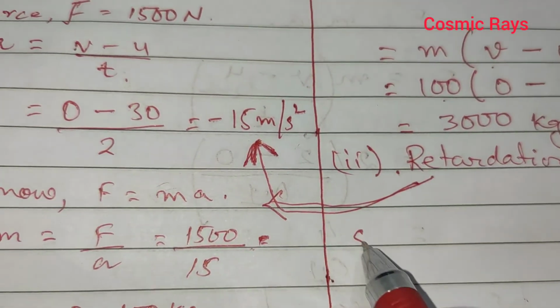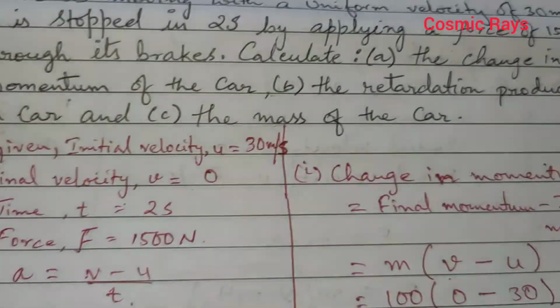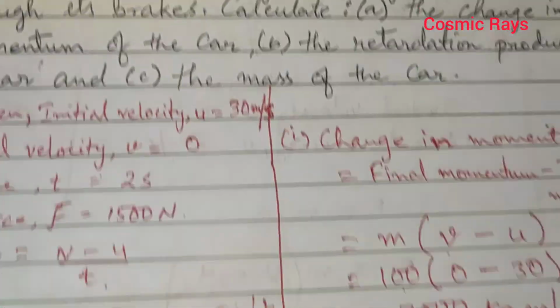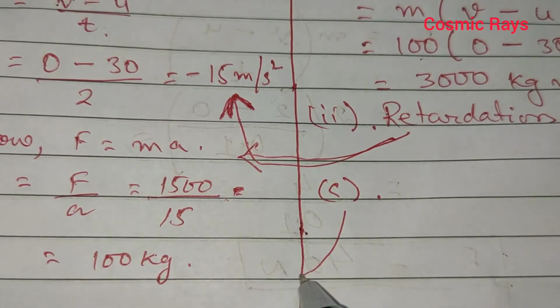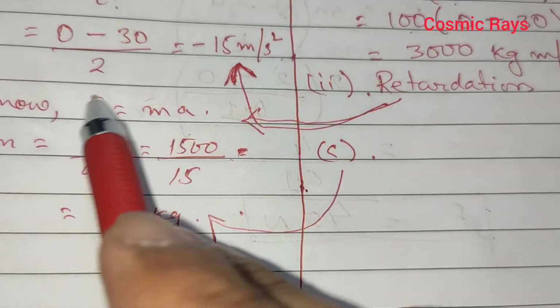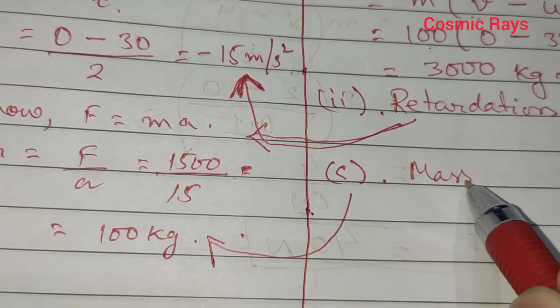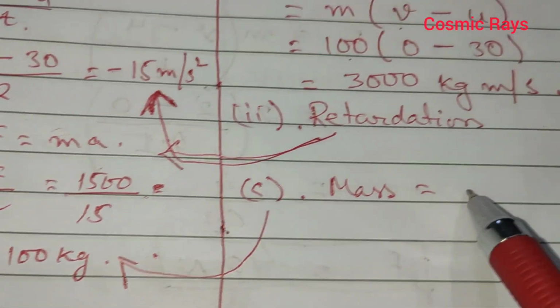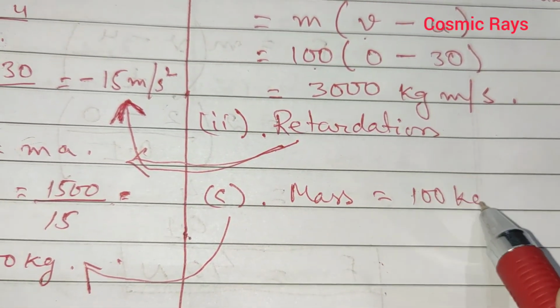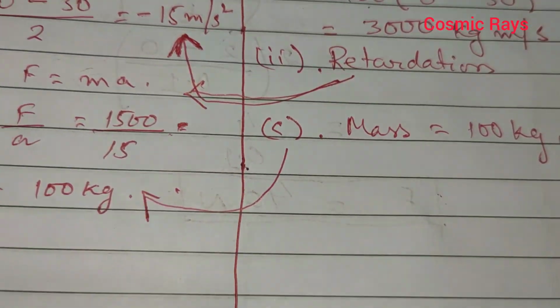And the third part, part C of the question, asks us to find the mass of the car. Mass also we have already calculated here, so you can simply rewrite this part and say that the mass of the car is equal to 100 kg. That's all we have in this AV.